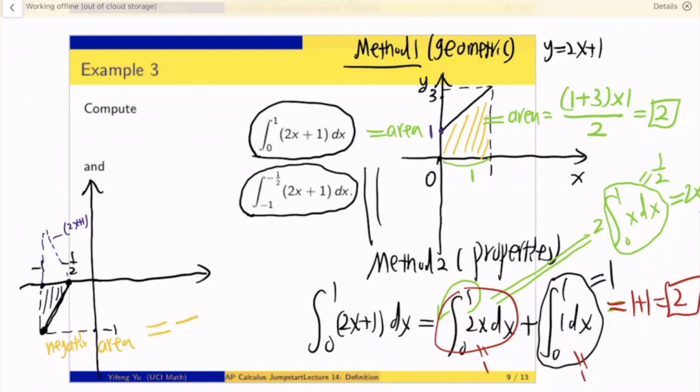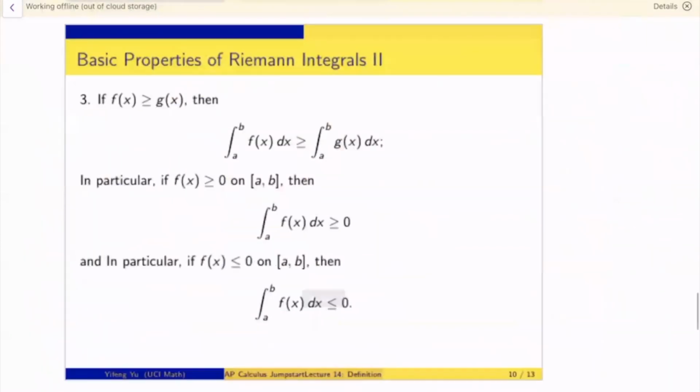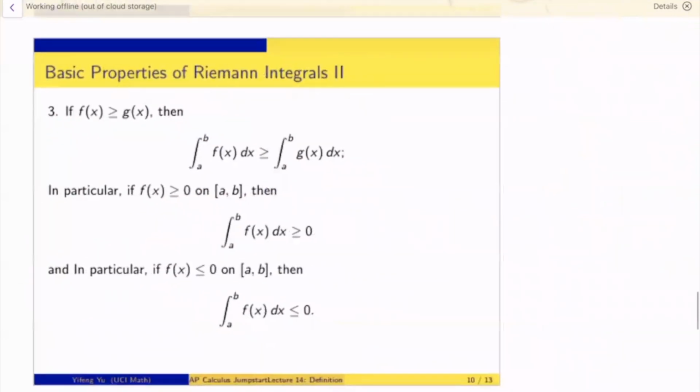The area will be 1/2 multiplied by 1/2, and this is 1, so 1/2 times 1/2 times 1, we get 1/4. With the negative sign, the final answer will be -1/4. Now let's look at other properties of the Riemann integral.